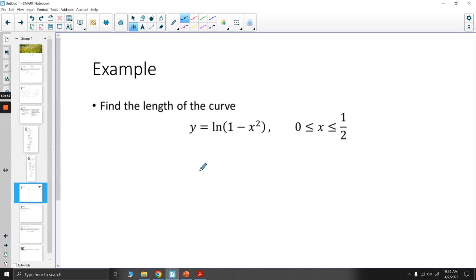All right, let's do another one. Find the length of this curve. So we first need to find our y prime again. Y is natural log of 1 minus x squared from 0 to 1/2. So we're going to find our y prime.